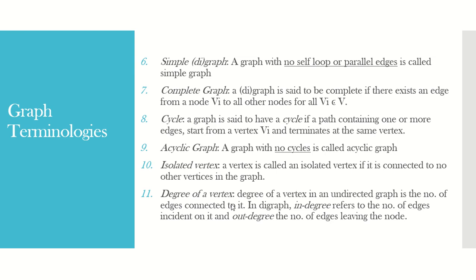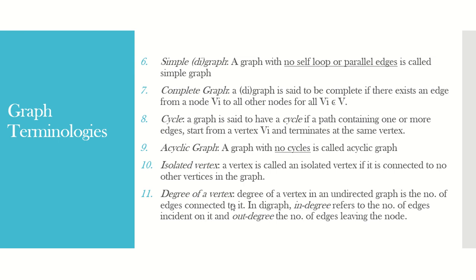Next is degree of a vertex. So what was the degree of a tree? When we discussed the degree of a tree, it was the number of children. The degree of the tree was the maximum of the degrees of all the nodes in the tree. The degree of a node in a tree was the number of children produced from that particular node.